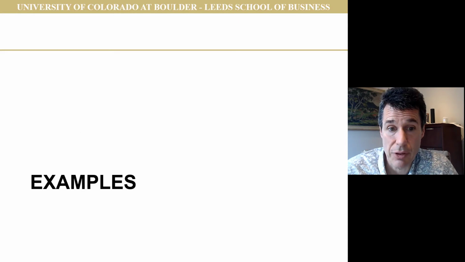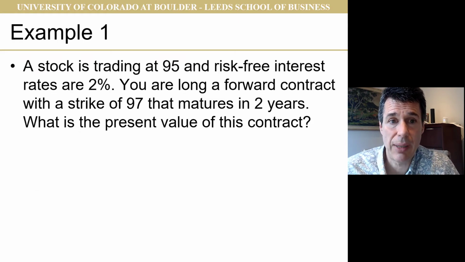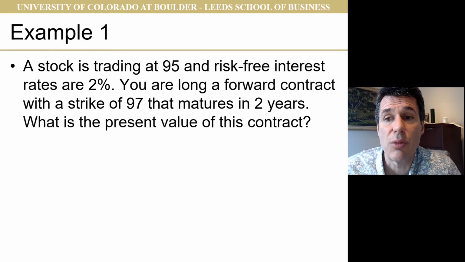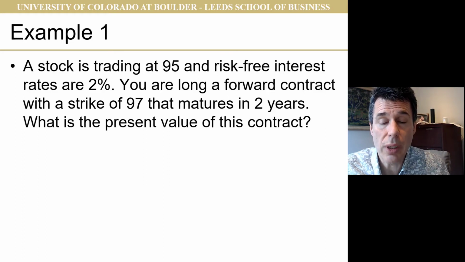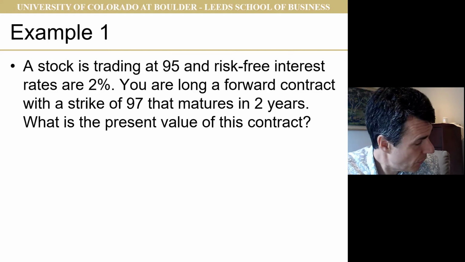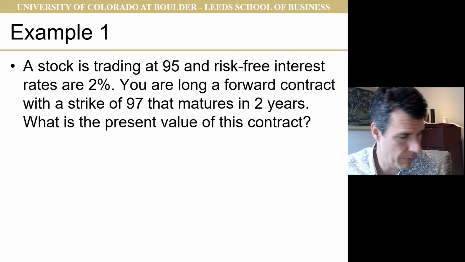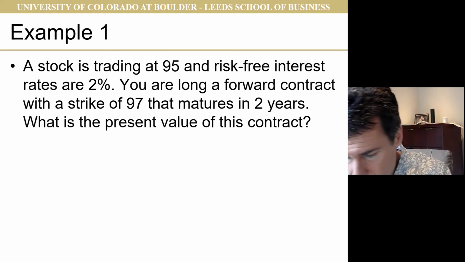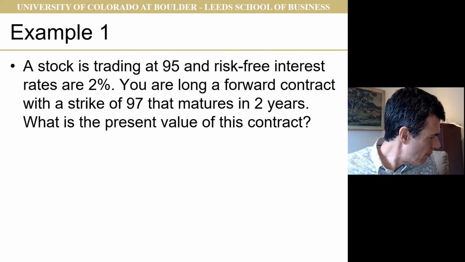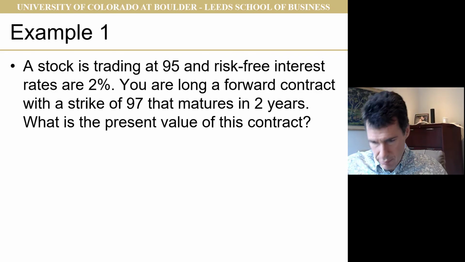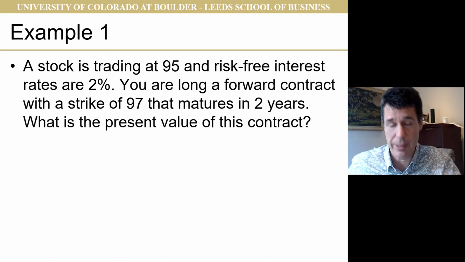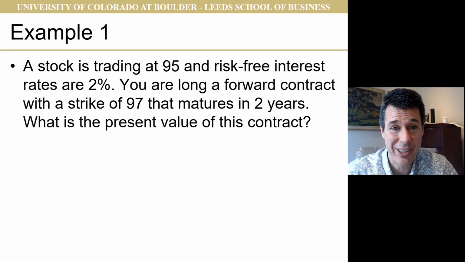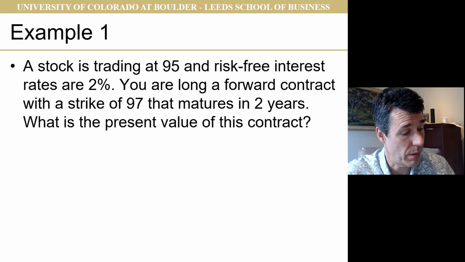Let's do a few examples. So the first example, a stock is trading at 95 and risk-free interest rates are 2%. You are long a forward contract with a strike of 97 that matures in 2 years. So what is the present value of this contract? So the first thing we have to do, I've lost my pen. Found the pen. Okay, the first thing we have to do is find the forward price.